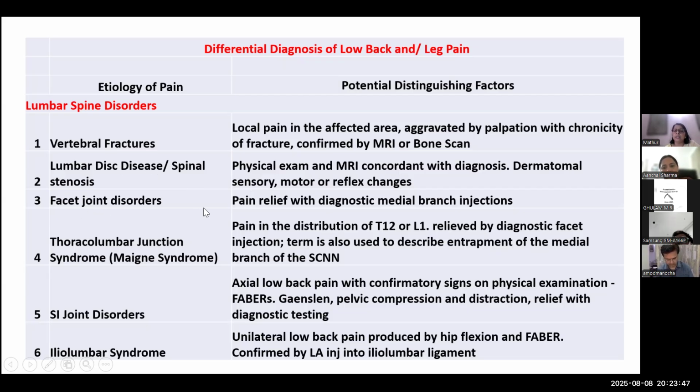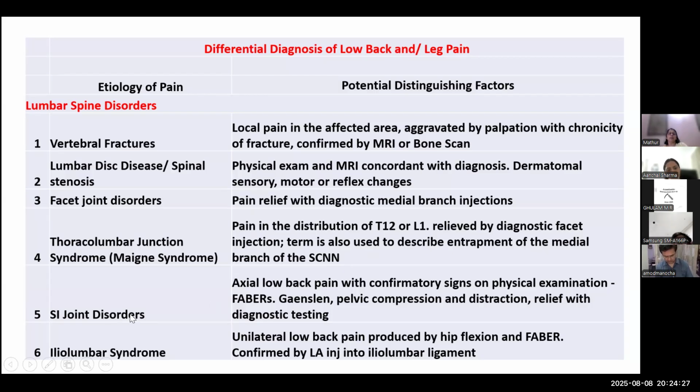Then the facet joint disorders, in which pain relief is there with diagnostic medial branch injections. Very important is the thoracolumbar junction syndrome, also called Maigne syndrome, because this is at the level of generally T12 or L1. Here there is a bit of alignment change in the facet joint directions at these two levels. This is relieved by a diagnostic injection, and this term is also used to describe entrapment of a branch of the superior cluneal nerve.